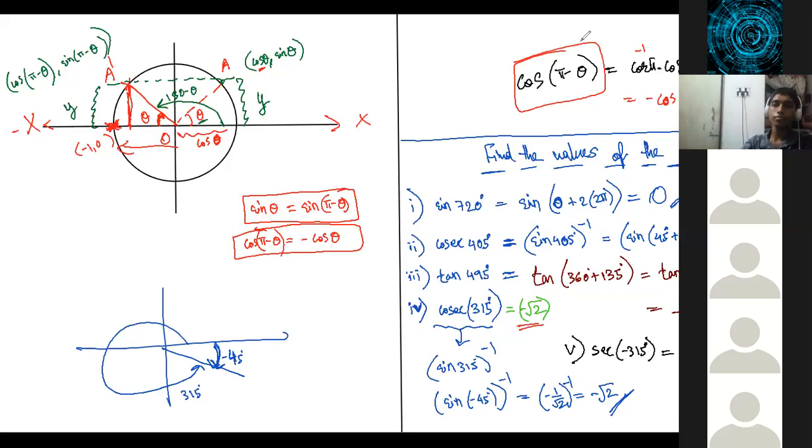Sir, we can write secant as cos minus 135 degree to the power minus 1. Sir, and we can add 2 pi, so we'll get cos 45 degree. So cos 45 degrees is 1 by root 2, and to the power minus 1 will be root 2.